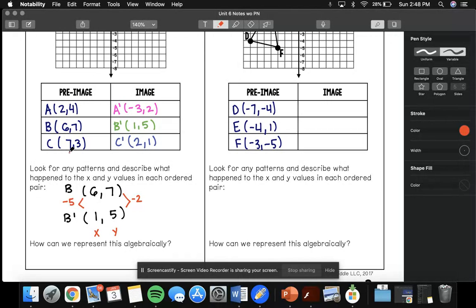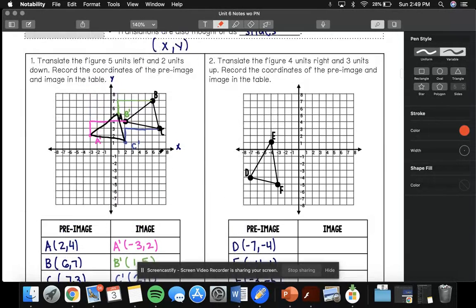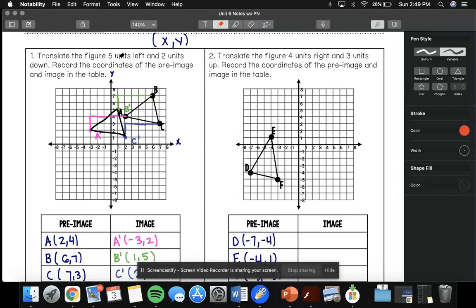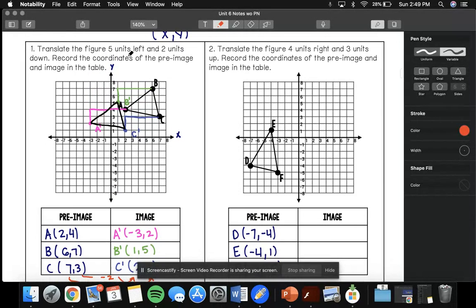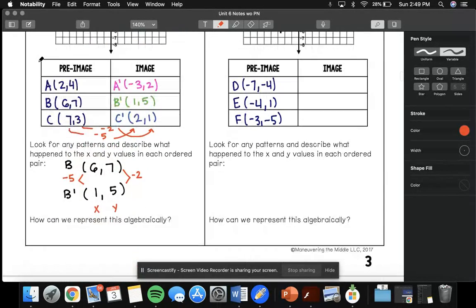So if I start at 7, which is the x-coordinate for C, and I go down 5, I'm at 2. Okay? And then if I'm at 3, and I go down 2, I'm at 1. So the pattern kind of looks like I had to go to the left. So when I think of left, I should think of going back, so subtracting. Okay? When I think of going down, I also think of subtracting as well.